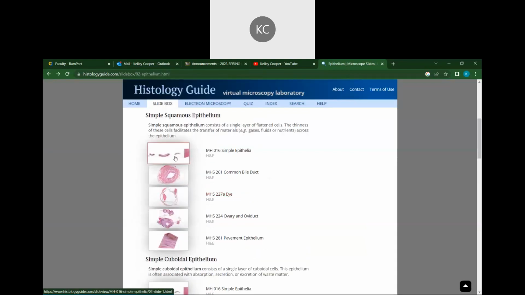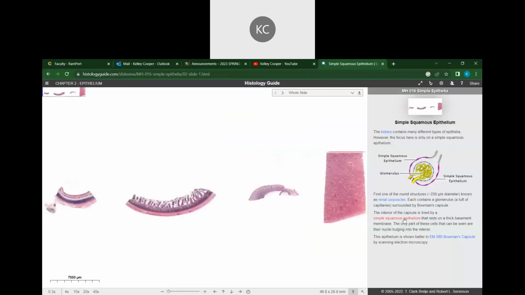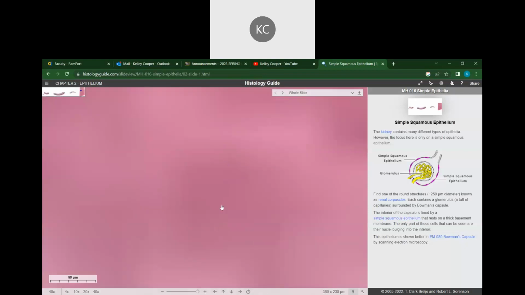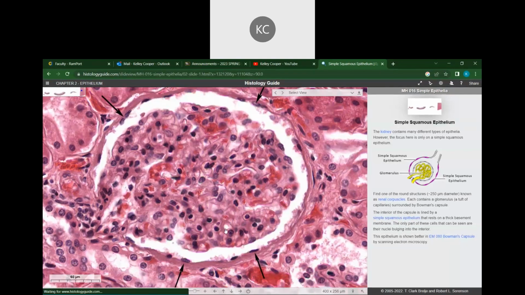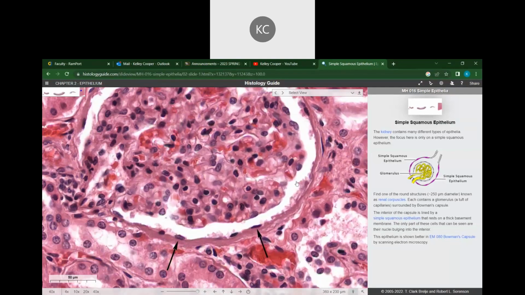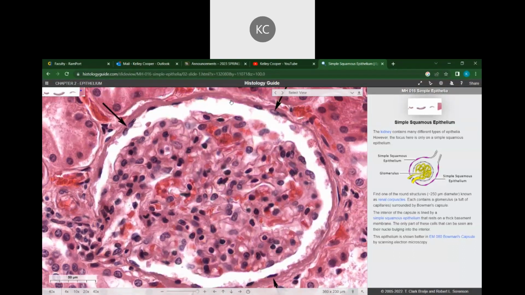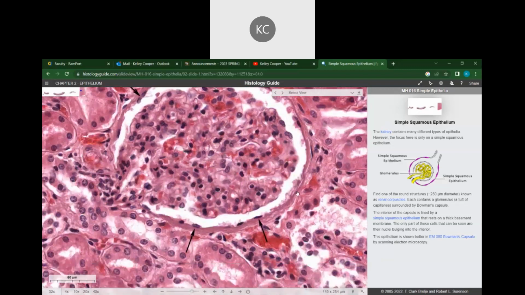We can also find them here in the kidney associated with the glomerulus. We looked at this in the first part as well. So circling the outside of this inner ball of capillaries known as the glomerulus, this is called the glomerular capsule on the outside. We have this nice thin section of simple squamous epithelium.